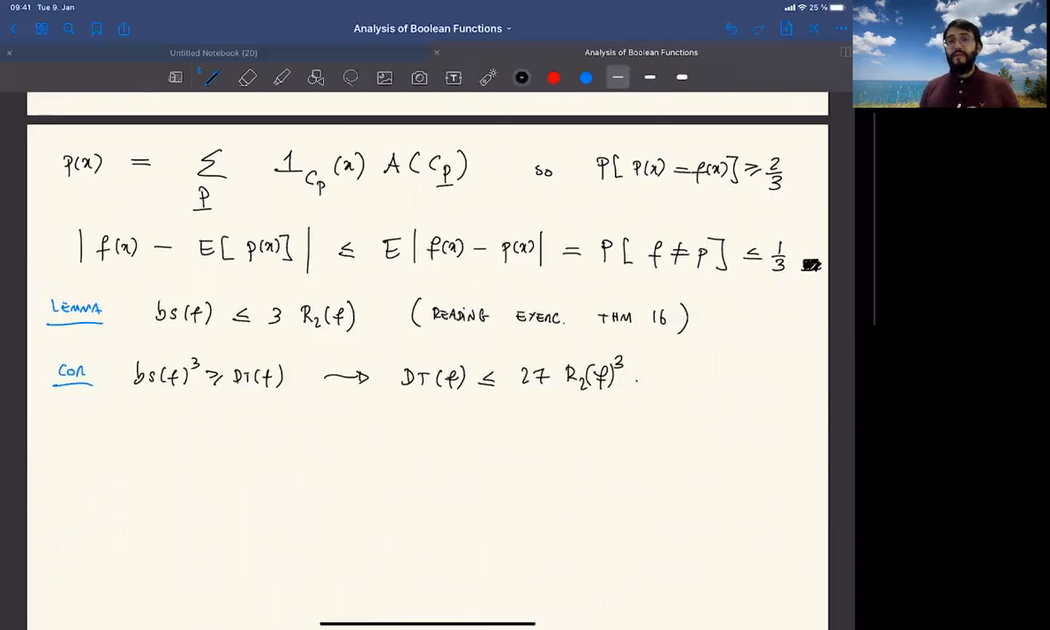And this is sort of the end of the deterministic complexity measures. Now we will enter the quantum complexity measures. And for that, I have to explain a bit of what quantum computing is and what it is doing.